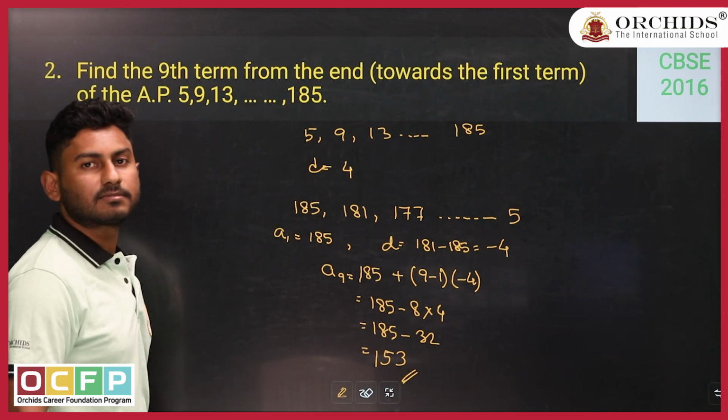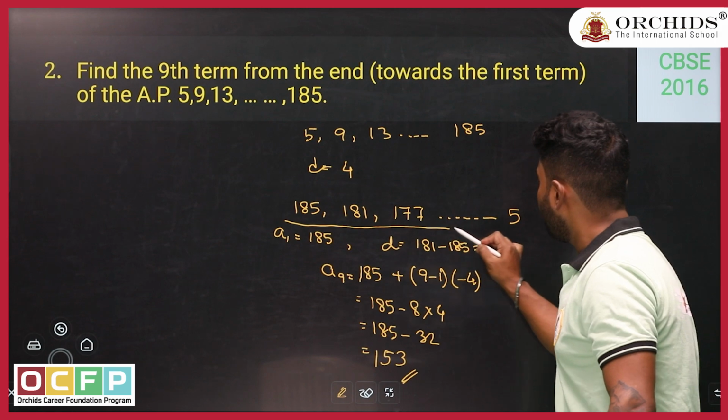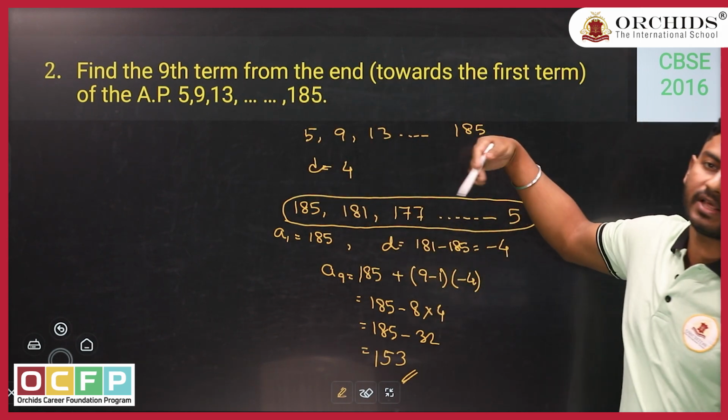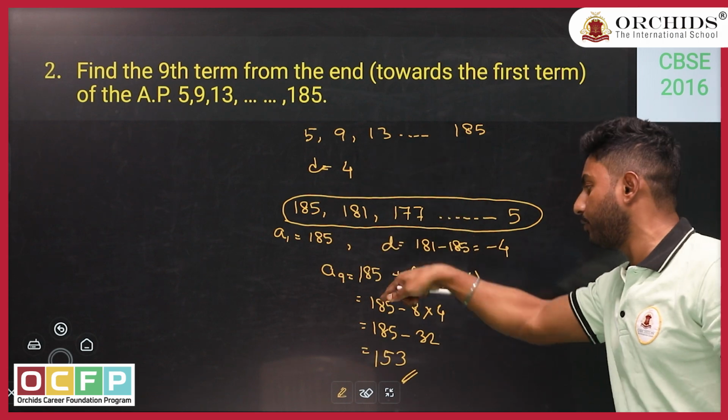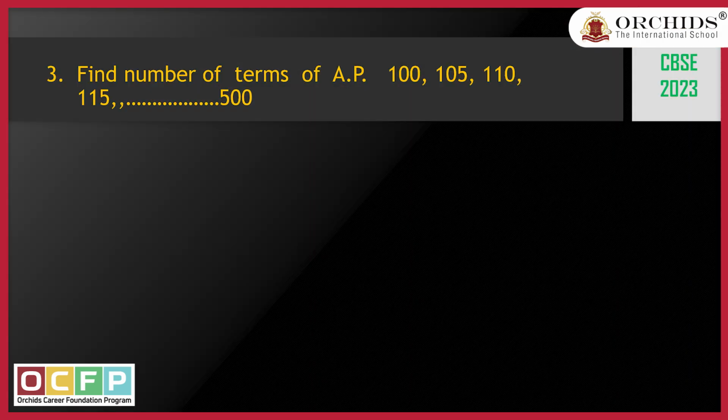Here is the answer. So our 9th term of this particular AP. Why this particular AP? Because they are asking from the end. So we have changed the AP and then we have got the answer. So our answer will be 153.